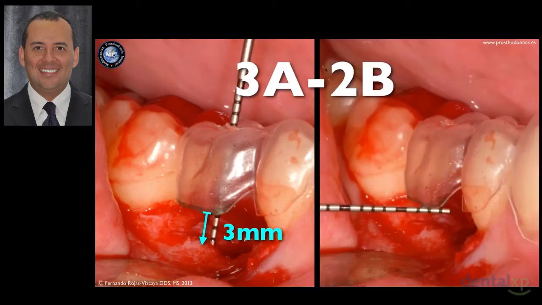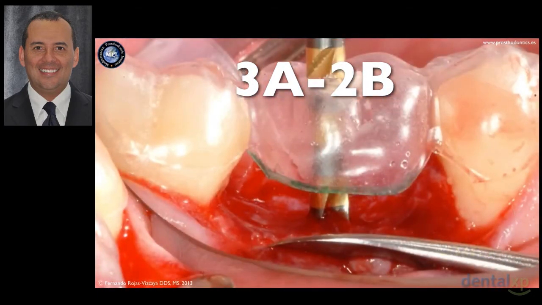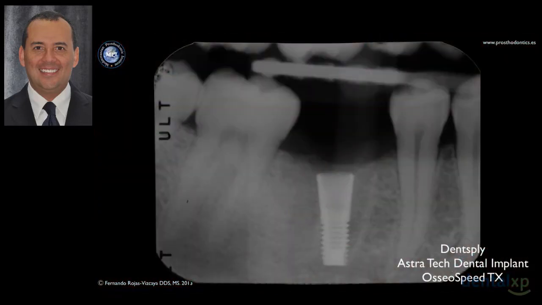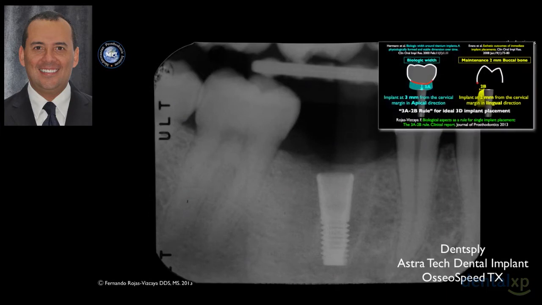And in lingual direction, if I measure from the margin in a lingual direction 2 mm, I have enough bone to place the implant in this position and make sure that I will have the 2B part of the rule. So now just make the osteotomy, and here I have my implant in position.